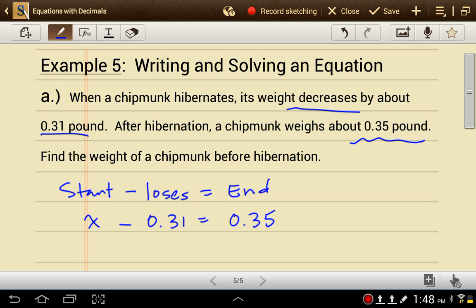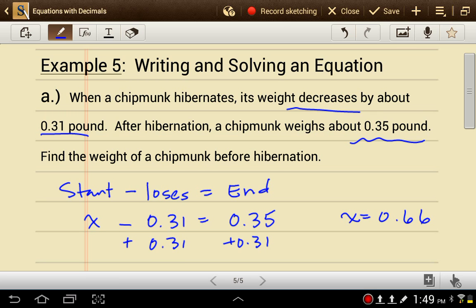That's my equation though. And again, you want to write equations so that you have to either add, subtract, multiply, or divide to finish the problem. In this case, I'm going to add since that's a subtraction problem. So I'm going to add 0.31 to both sides. They're both positive, so I'm going to get x equals 0.66.